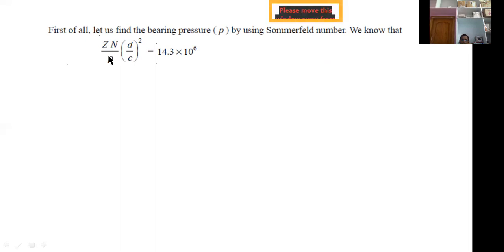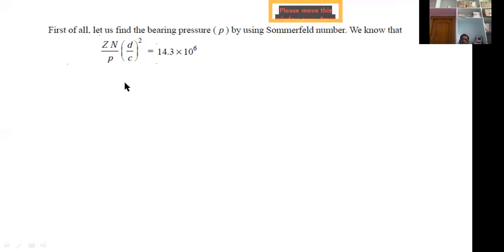Here capital P is the bearing pressure. This one is not given. You have to find the value of bearing pressure. And here small d is the diameter of the shaft. This one also is given, and capital C is the diameter clearance. This value is also given. By substituting all these values of Z, N, D and C, we finally get the value of bearing pressure.